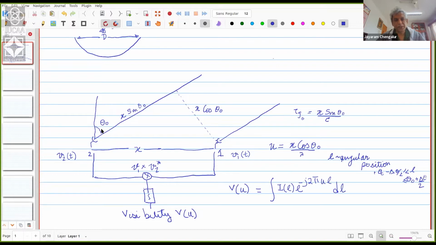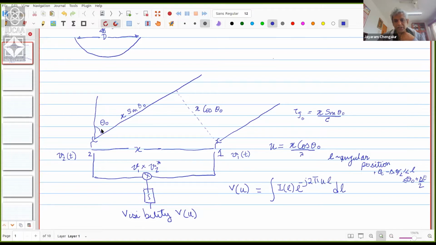As you would see, if you're dealing with two antennas on the surface of the Earth, then the source from our perspective is going to rise and set. That means theta 0 will change, from minus pi by 2 when the source is rising, to 0 when it is overhead, to pi by 2 when it is setting. So theta 0 is going to change continuously all the time.